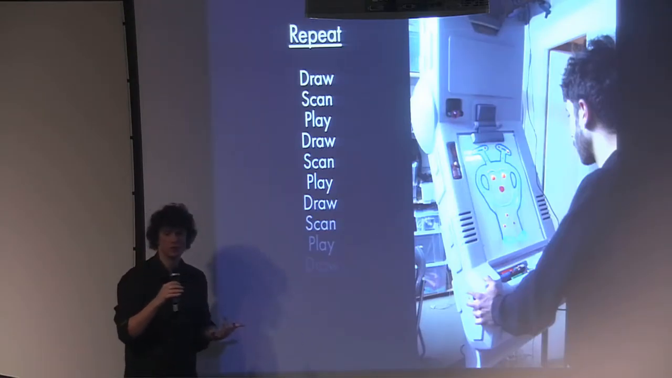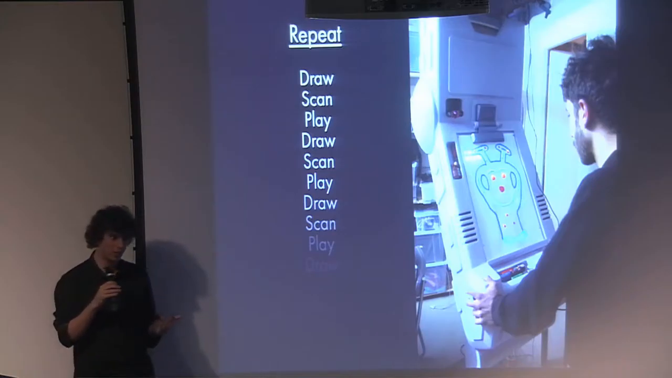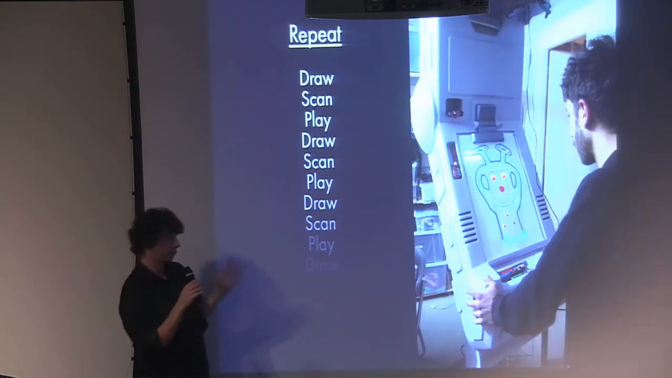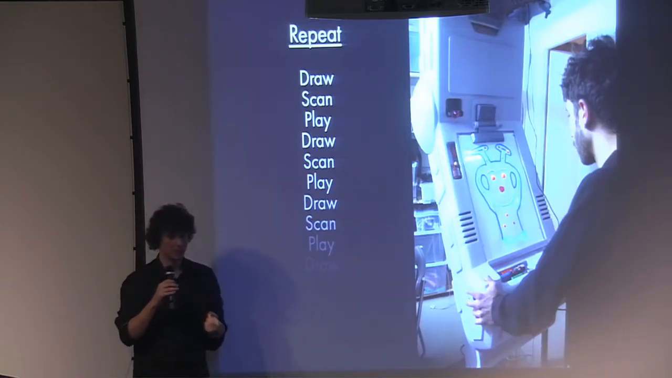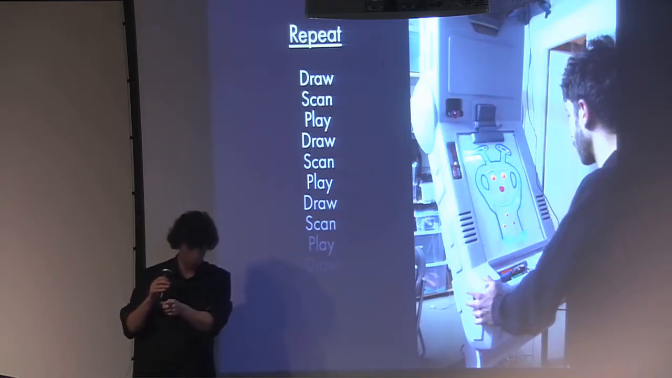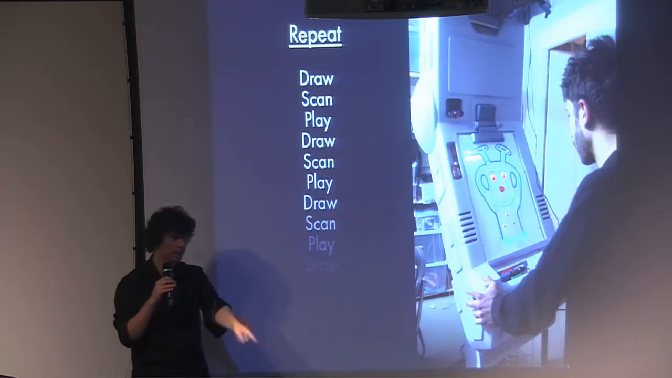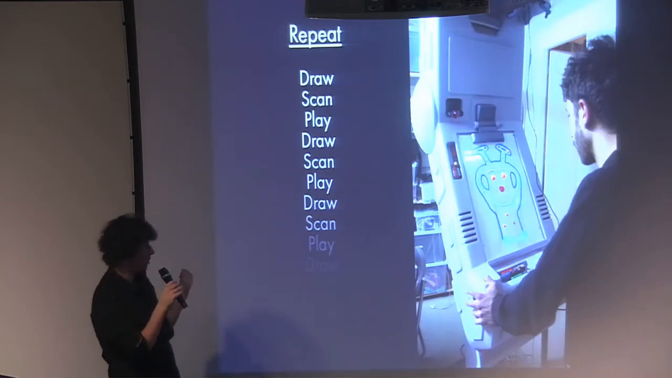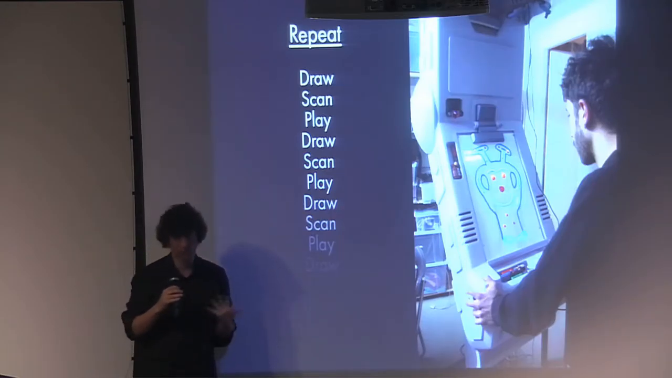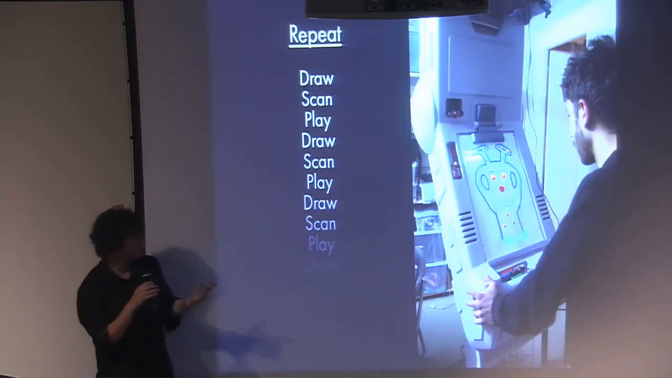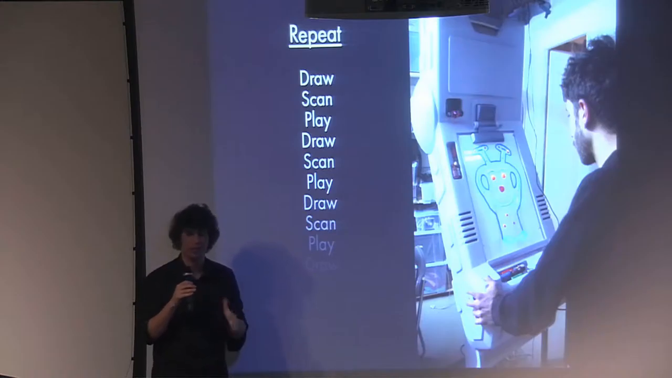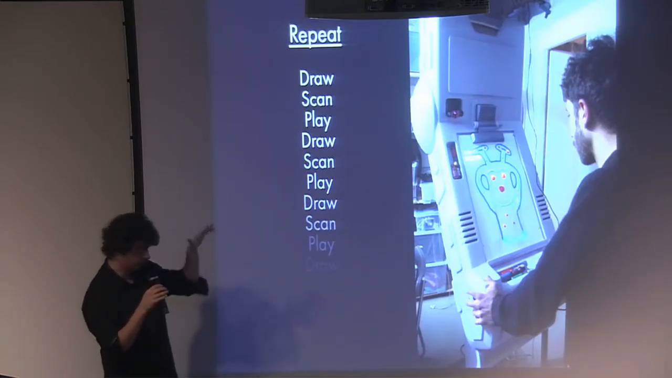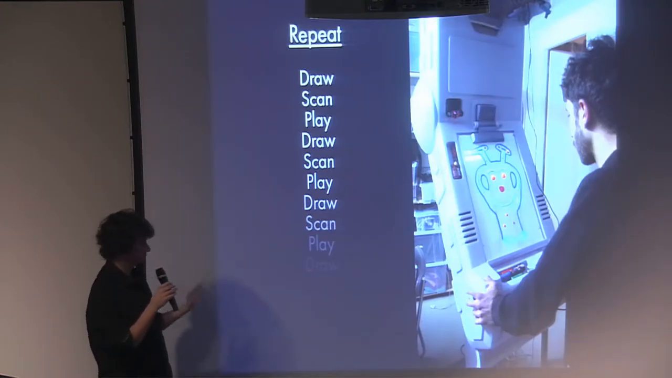So the point is that you repeat: you draw, you scan, you play, you draw, you scan, you play, and in the end, and we'll see that later too, there is some kind of loop between playing and drawing, and you're not even sure in the end if you're drawing, playing, or actually both are the same stuff. And this was really one of our aims, to really mix both. It's not like, okay, you're a drawer, so you're going to do something, and you're a gamer, so after that you will come and play. No, it's both at the same time.